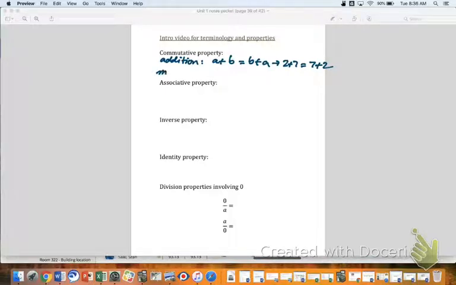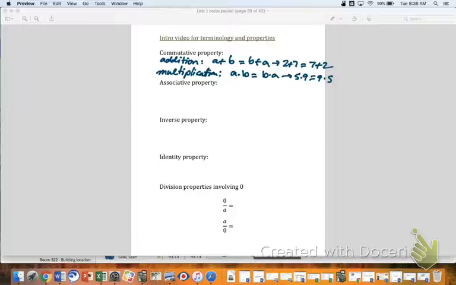There is also the commutative property of multiplication. And this is very similar. A times B is equal to B times A. So with multiplication, the order does not matter. So 5 times 9 is equal to 9 times 5 would be an example of that. This property does not hold true for division.